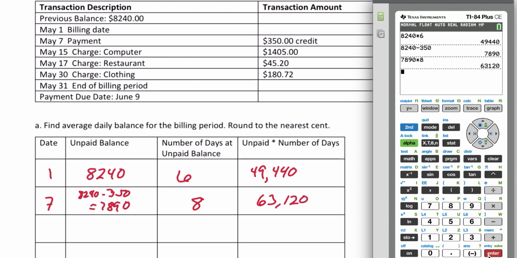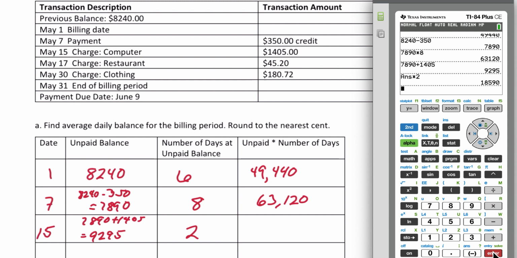The next transaction date is the 15th. And on that day, there was a purchase made, so we need to take the previous balance, $78.90, and add that transaction, $14.05. And here we get $92.95. The number of days that was the unpaid balance is from the 15th to the 17th, 2 days. Next, we'll multiply that, 18,590.